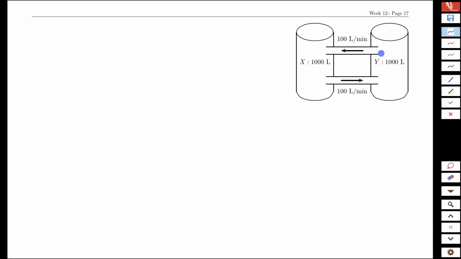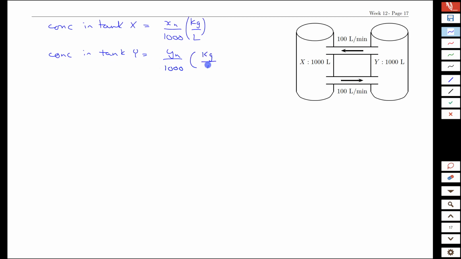So what we can see from this diagram is that we're moving water between these two tanks, and with the water is going to come some of the chemical, but the amount's going to depend on the concentration. So it'll help us to know the concentrations in tank X. Well, it's the kilograms per 1,000 liters. So we have liters down here, we have kilograms up here, and the concentration in tank Y is going to be yn. And again, that's going to be in kilograms per liter.